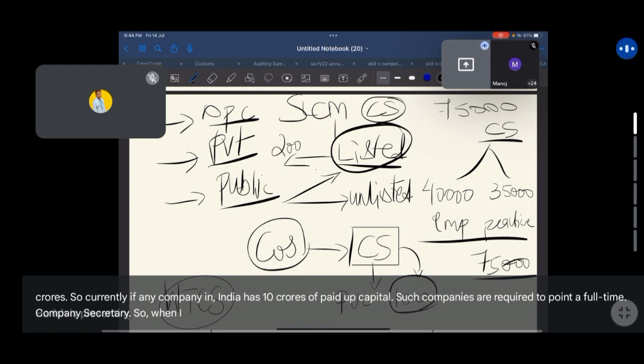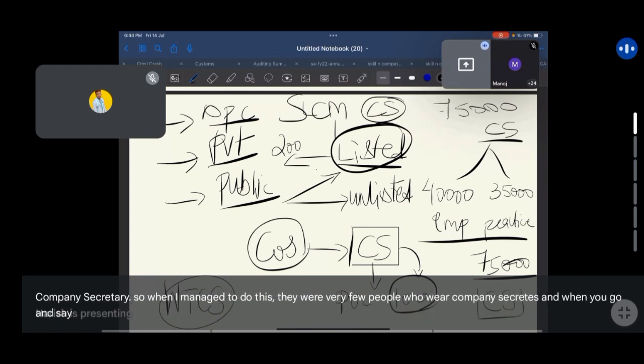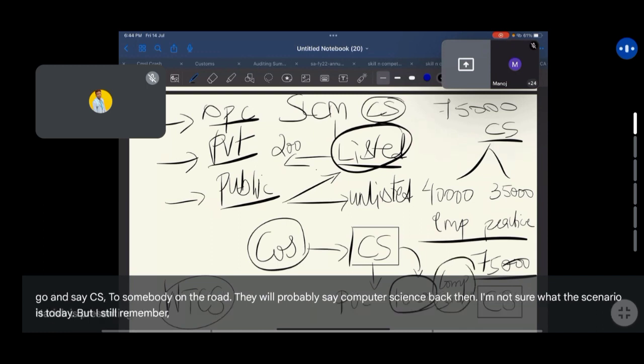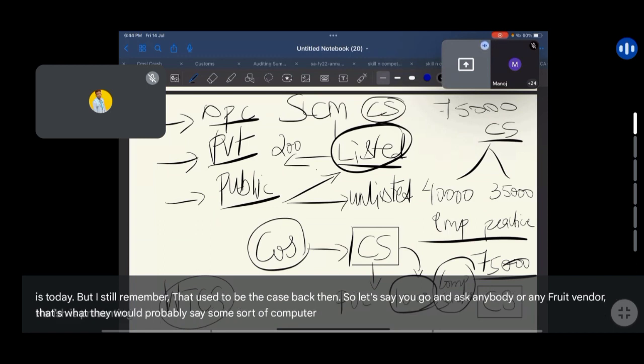So when I managed to do this, there were very few people who were company secretaries. And when you went and said CS to somebody on the road, they would probably say computer science back then. I'm not sure what the scenario is today, but I still remember that used to be the case. So let's say you go and ask any pani puri vendor or any fruit vendor, that's what they would probably say, some sort of computer related course. So nobody knew what this was.